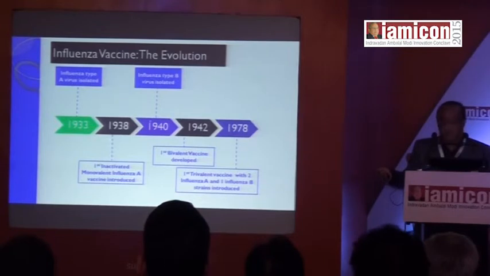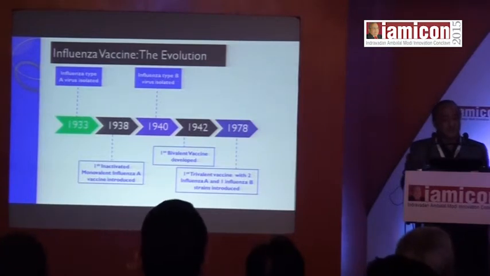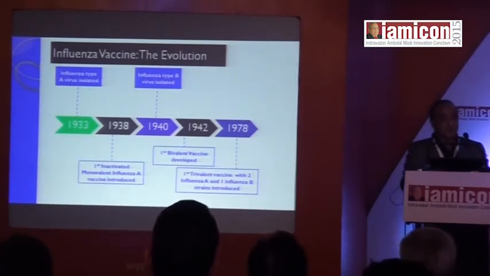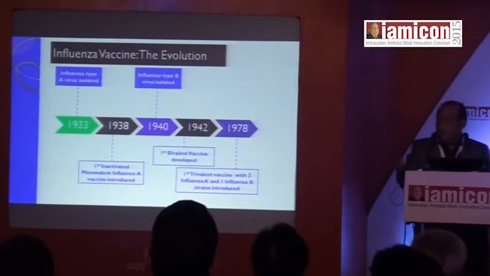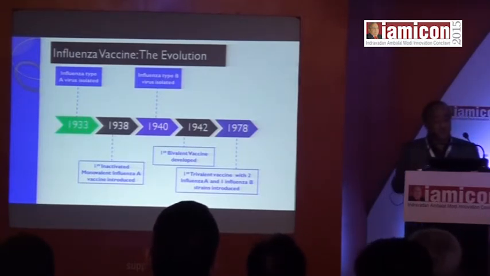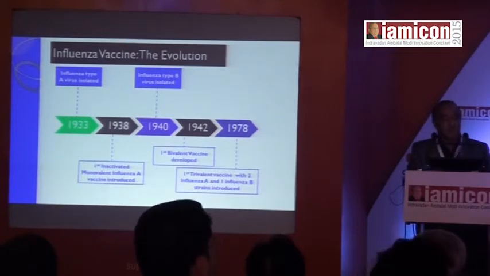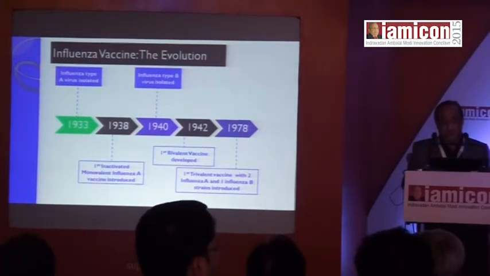From a single virus in 1933, when influenza type A virus was isolated, the first inactivated monovalent vaccine came into being in 1938. Then influenza B virus was isolated in 1940. In 1942, we had a bivalent vaccine which covered influenza A as well as influenza B. And in 1978, we had the first trivalent vaccine with 2 influenza A strains and 1 influenza B.